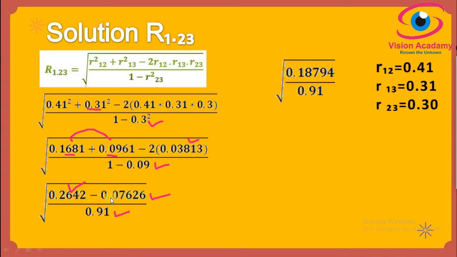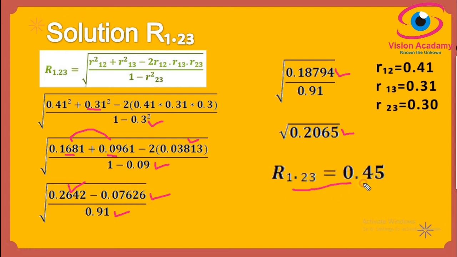0.2642 minus 0.07626 will be 0.18794, and in the denominator the same thing. When we divide 0.18794 by 0.91, we got 0.2065, and we have to take the square root here. When we take that square root, we got the final output: R1.23 will be 0.45.